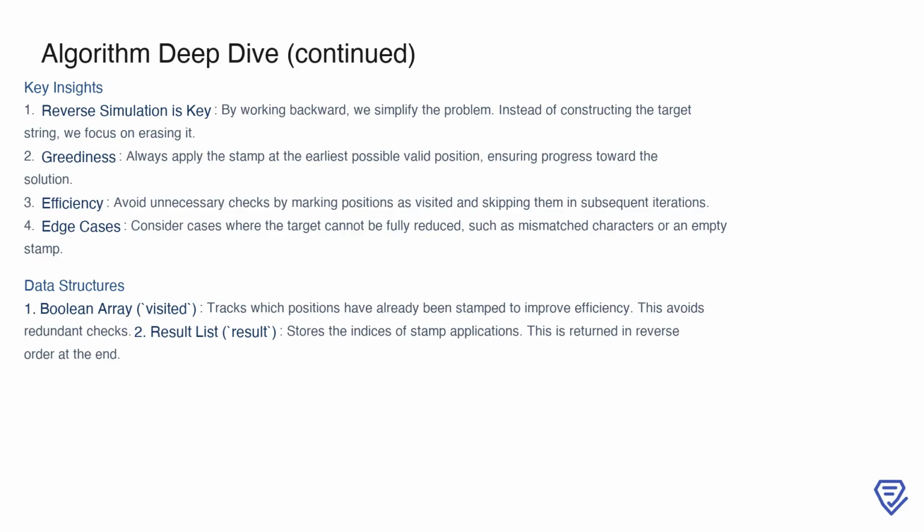To support this process, we rely on two primary data structures, a Boolean visited array to track stamped positions and a result list to store the indices of successful stamp applications. These indices are then reversed to produce the final output.